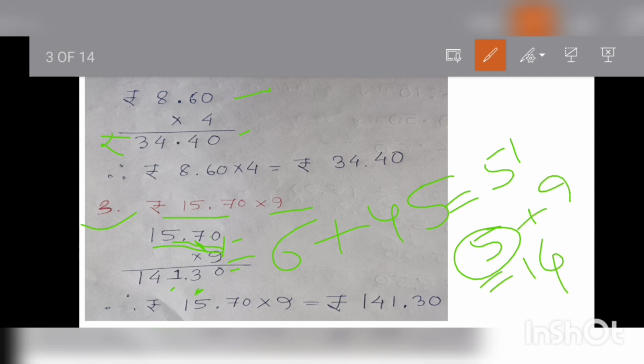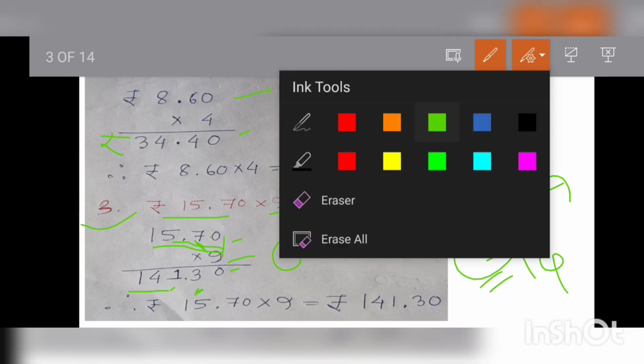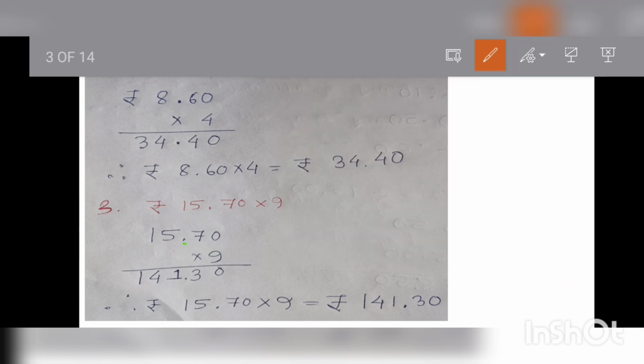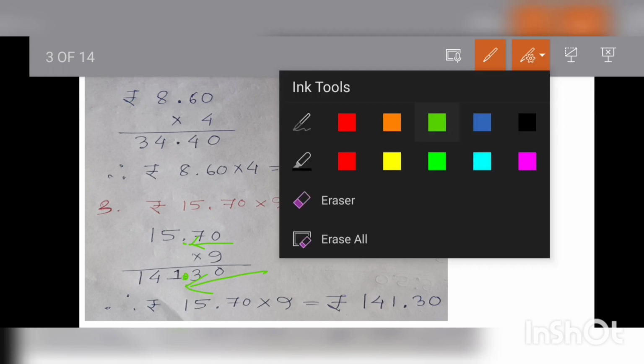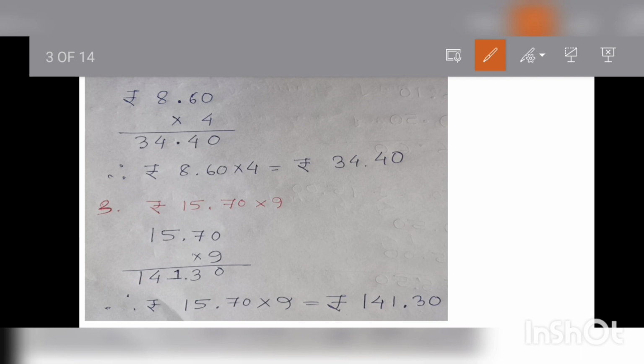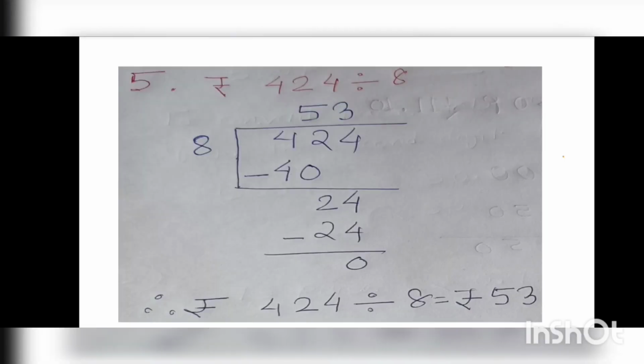We put 14 here. Okay, if you see that this point is present before two numbers from the right, that's why you have to put this point before two numbers from the right. Okay, so when we multiply rupees 15.70 by 9, then we get rupees 141.30. Okay, understood? Now see the question number 5. Here we have to divide rupees 424 by 8.